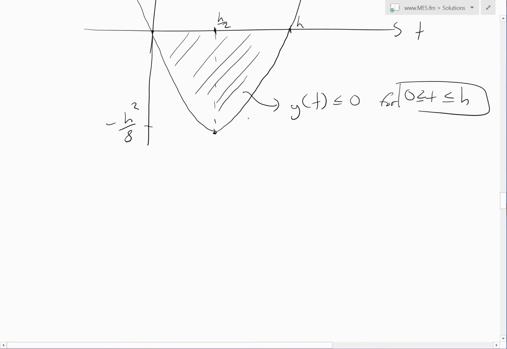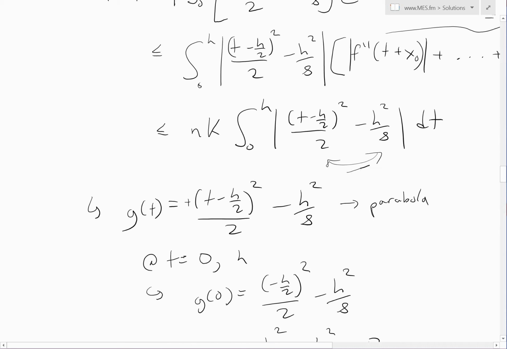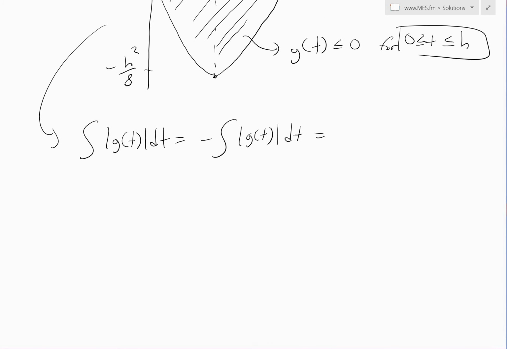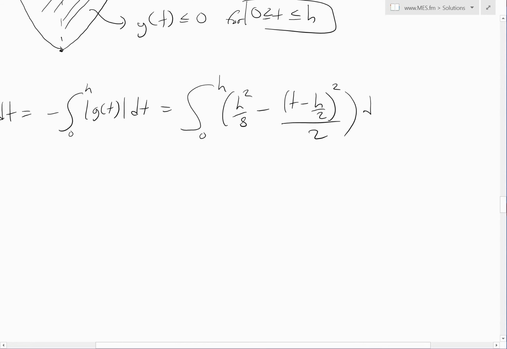Since it's negative, this just means that the integral of the absolute value of g of t dt equals negative the integral of g of t dt. And then when we plug this inside, this is our g of t, we just flip these around left to right. So what we get is the integral from 0 to h of h squared over 8 minus t minus h over 2 squared over 2, like that, dt.